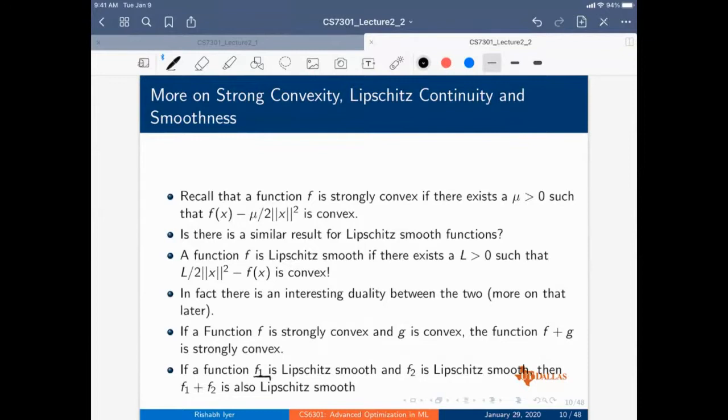Now, if f1 is Lipschitz smooth and f2 is Lipschitz smooth, then f1 plus f2 is also Lipschitz smooth, right? But if f1 is Lipschitz smooth and f2 is just convex, then it's not necessary that f1 plus f2 is Lipschitz smooth, because unlike strong convexity, Lipschitz smoothness requires a quadratic upper bound. So there could be a convex function which is not Lipschitz smooth, which for example is strongly convex and grows more than a quadratic function, in which case the sum of the two would not be Lipschitz smooth anymore. So for Lipschitz smoothness, we require both f1 and f2 to be Lipschitz smooth.